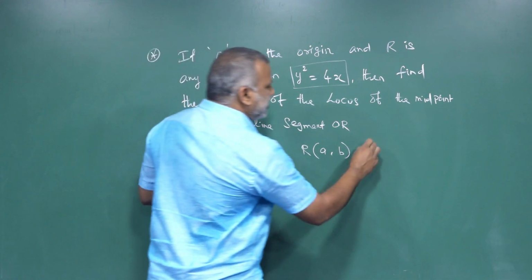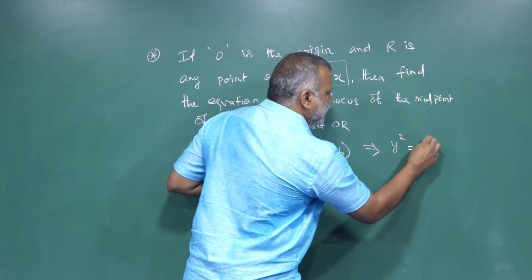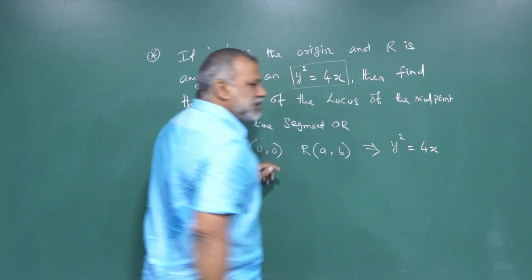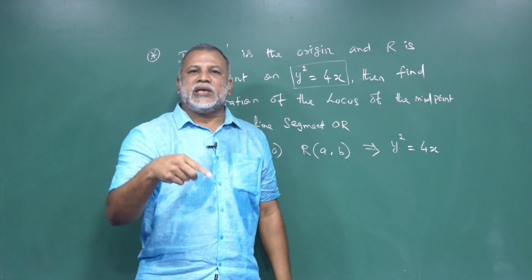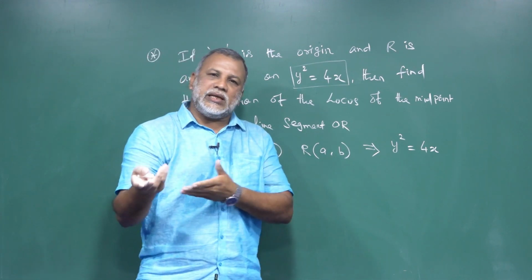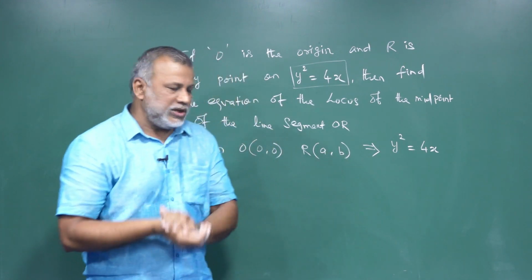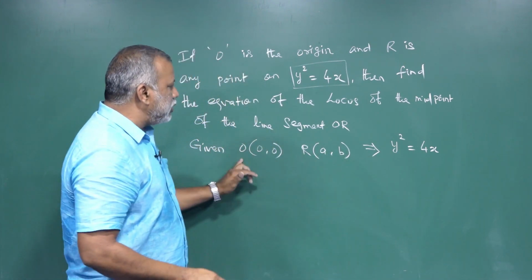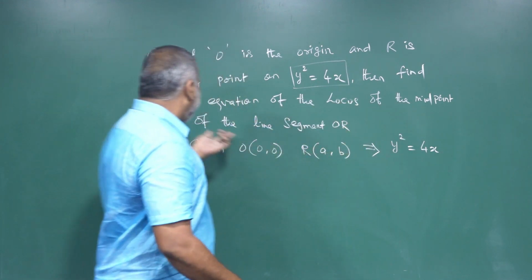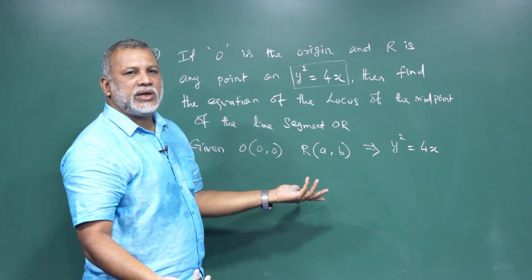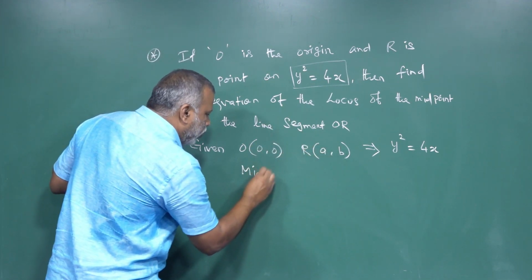Now this point is on the given equation y squared equal to 4x. It is the equation of the parabola. In the previous question, 2x squared plus 9y squared equal to 18 represented an ellipse. We already discussed all these formations. Now listen, we need to find the equation of the locus of the midpoint of the line segment once again. So we need to find the midpoint of OR.